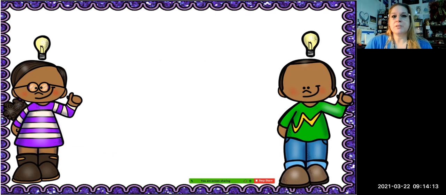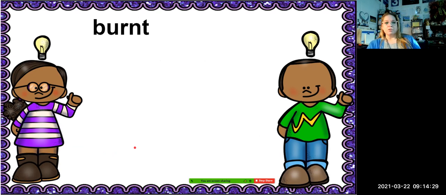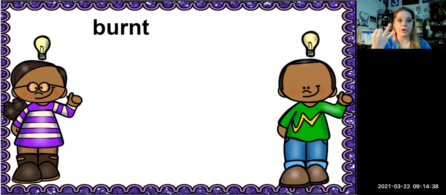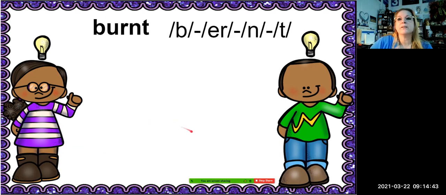Okay, so we're going to manipulate some phonemes now, ladies and gentlemen. We're going to substitute the first sound in an ending blend to make it be a new word. Our first sentence is I accidentally burnt the toast. Burnt. How many sounds do you hear in the word burnt? We have burnt. What is the blend in that word? We have the nt is the blend.